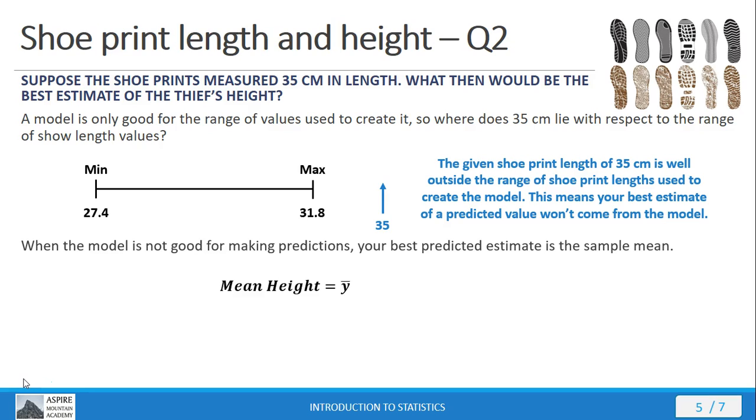So we just take the mean value for the height. So we look at our data, look at all the Y values, take the average, which is the mean, and that's 177.22, or rounded to 1 decimal place, 177.2.